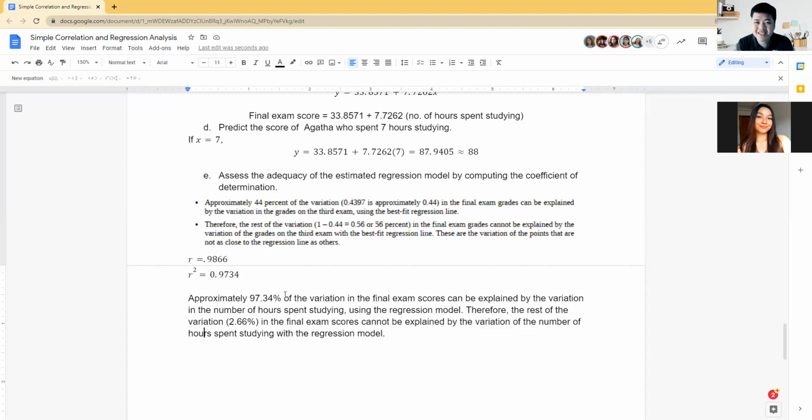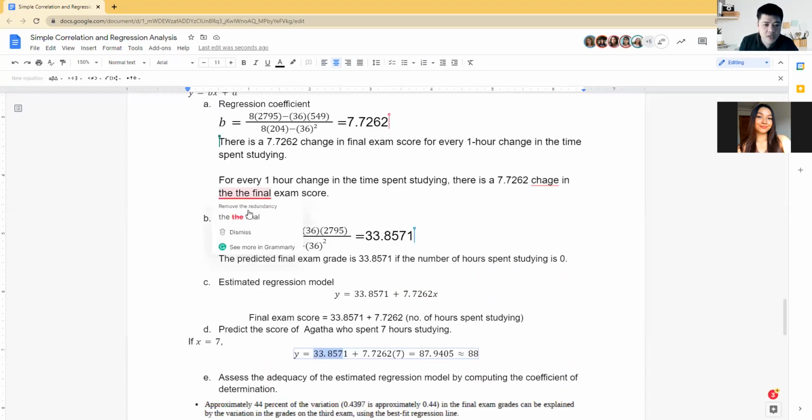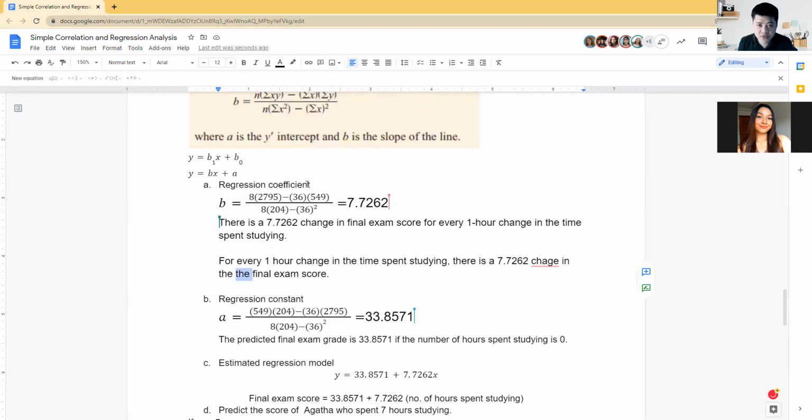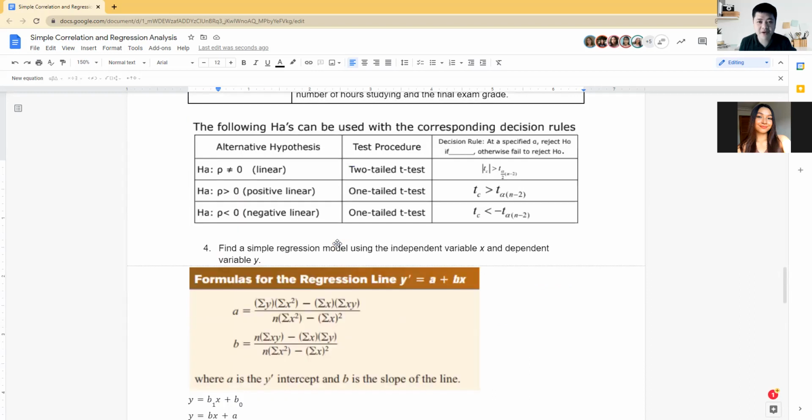When you go for statistics and research, you might be asked to determine if these values are significant. Itong 33.8571, which is your regression constant, and your regression coefficient, you will be asked to determine if that is significant. But you can just run that on Microsoft Excel. Kasi kukunin nyo pa ulit yung mga p-value noon, or you have to compare that into tabular value. But for our case, we're just going to have this for the regression, simple regression analysis.